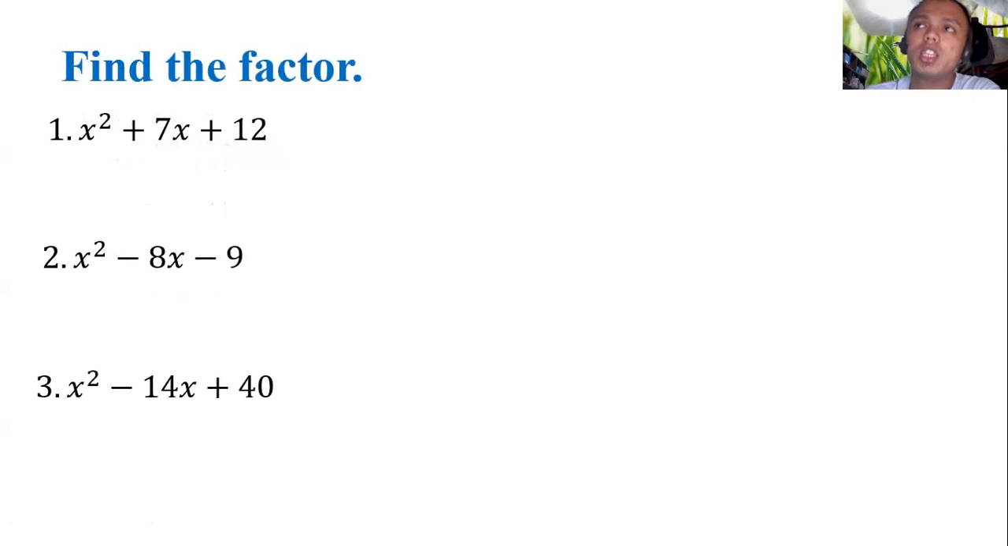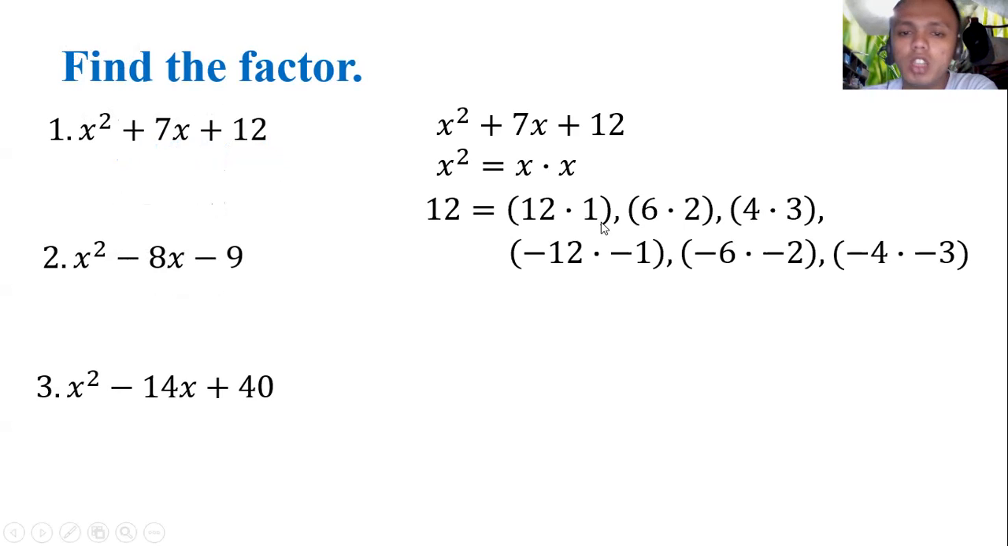Okay? Now, let us have an exercise. Find the factor of the following. We have x squared plus 7x plus 12. Okay? Factors of x squared, we have x times x. Factors of 12. Okay, so may mga list na ako dito. Una, we have 12 times 1. We have 6 times 2. We have 4 times 3.